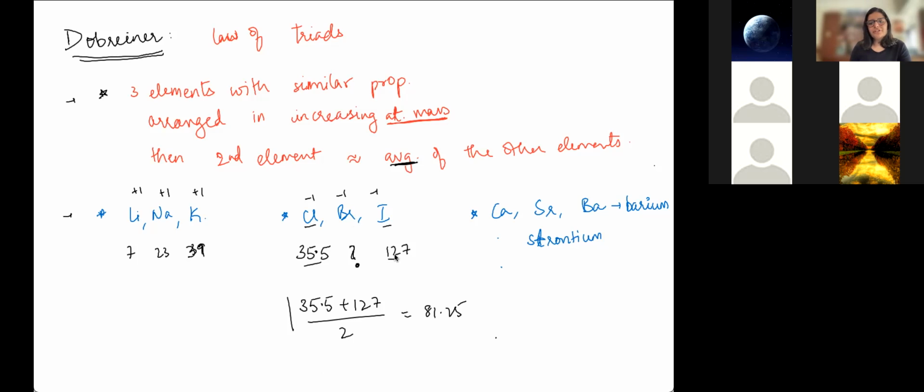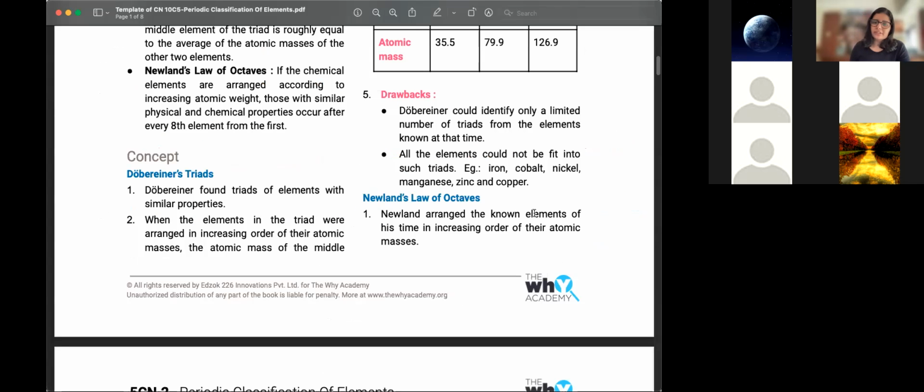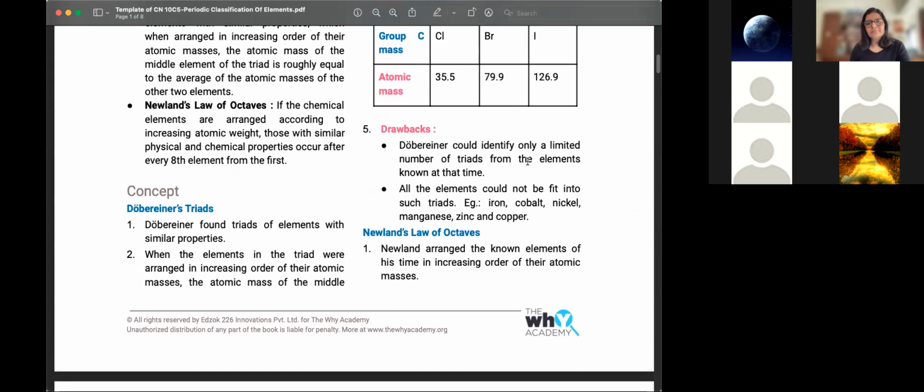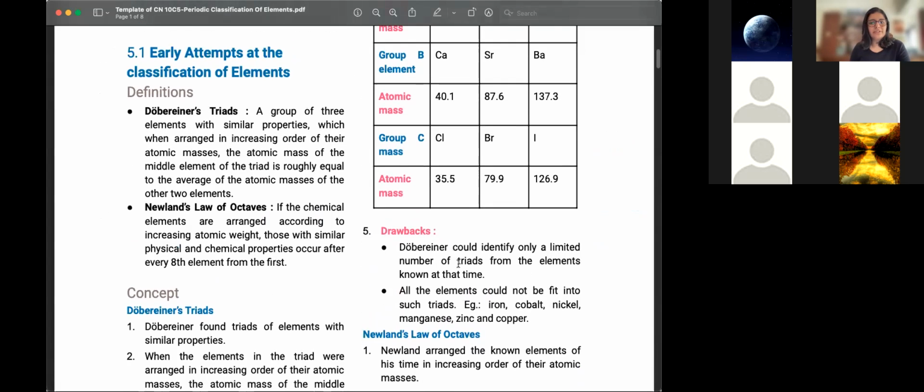Unfortunately, Dobereiner was alive during the 1800s. When he came up with the law of triads, only about 30-something elements were known. All the elements existed, but only 33 or so had been discovered. Within those 33 itself, Dobereiner could identify only 3 or 4 triads. It fit only with these few elements, and when he started applying it to other elements, it just did not fit.